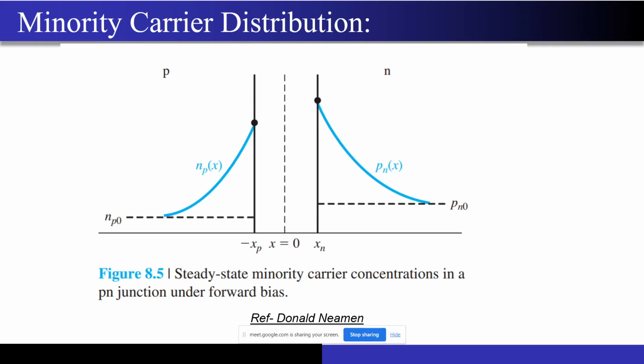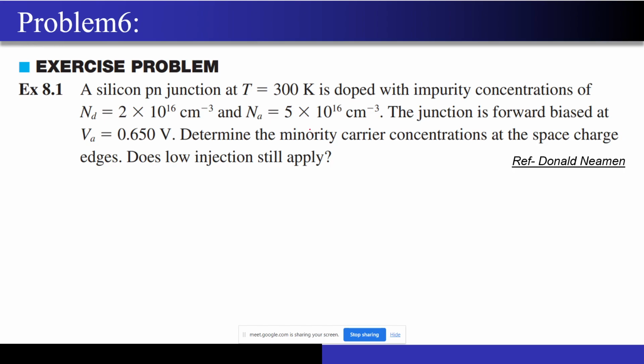Okay, cool. So we have seen the minority carrier distribution and everything, right? So now let me just turn on the pen. Yeah. So now let's move on to the first question of this second session. What they are mentioning is, we have a silicon PN junction, right? And the donor and acceptor concentrations have been given. The junction is forward biased, right? And they are asking us to determine the minority carrier concentration at the space charge edges, right?